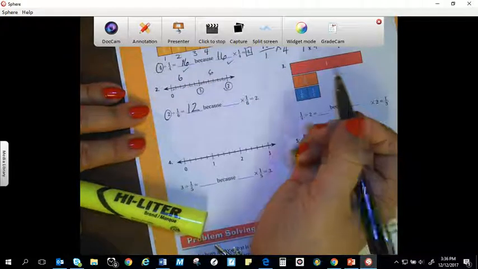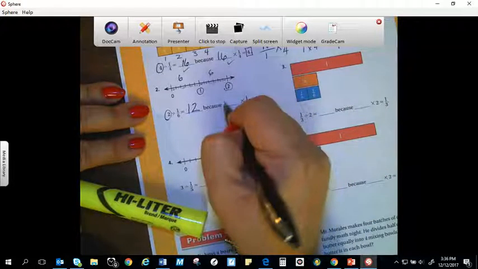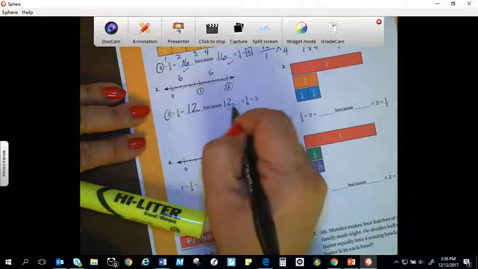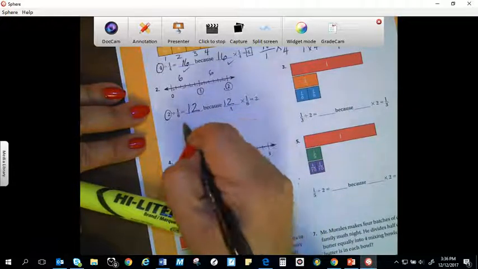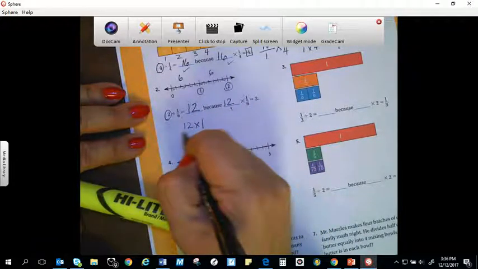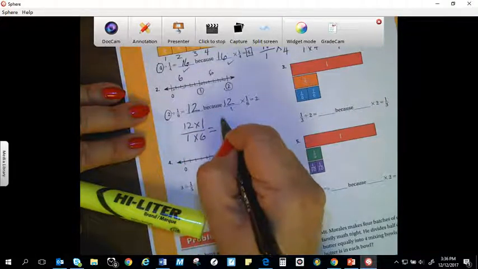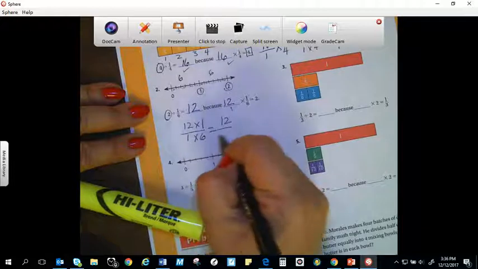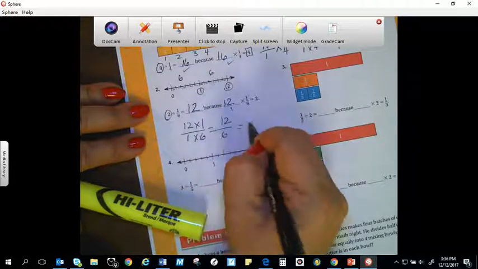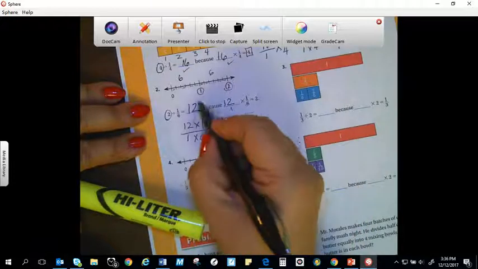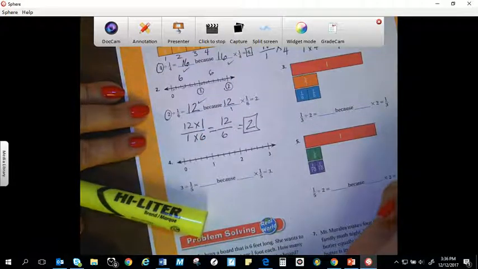Now let me check to see if that's correct. Because 12 times 1/6 equals 2. Again, I need to put my 12 over 1, and so it would look like this. 12 times 1 equals 12. 1 times 6 equals 6. 2 groups will go into 12 evenly, and so my answer is correct. Okay, again, it's the fact family.